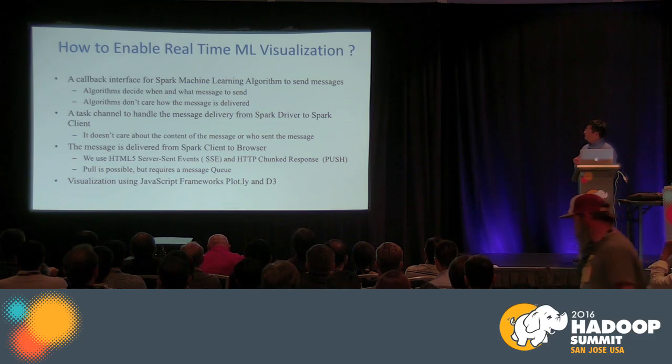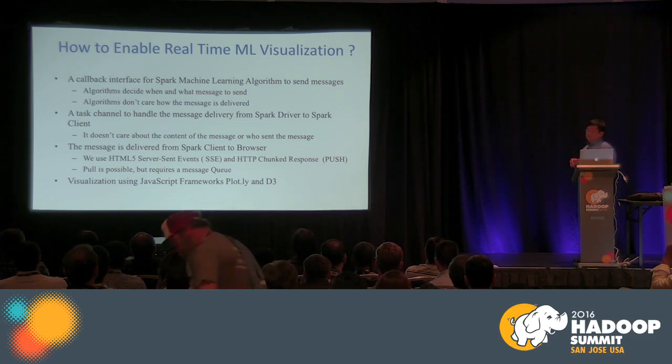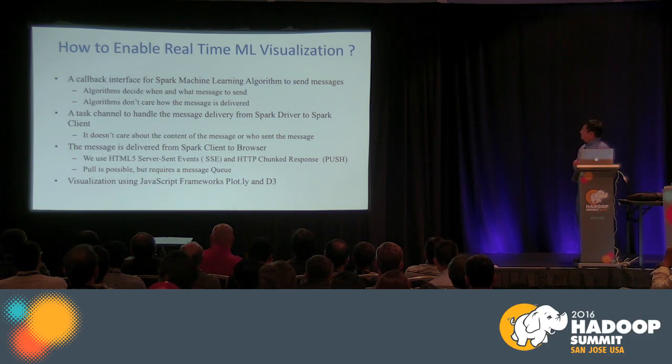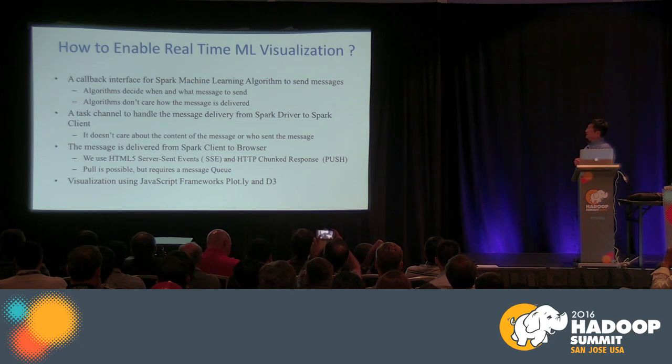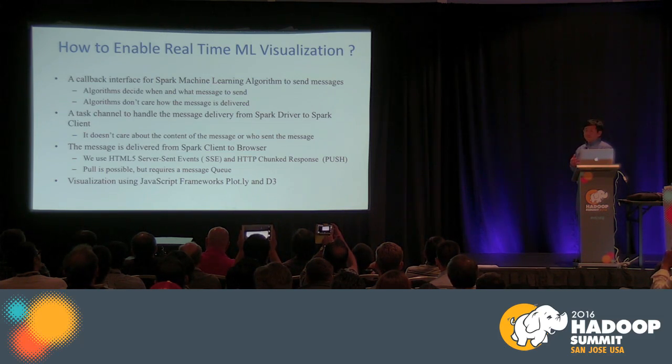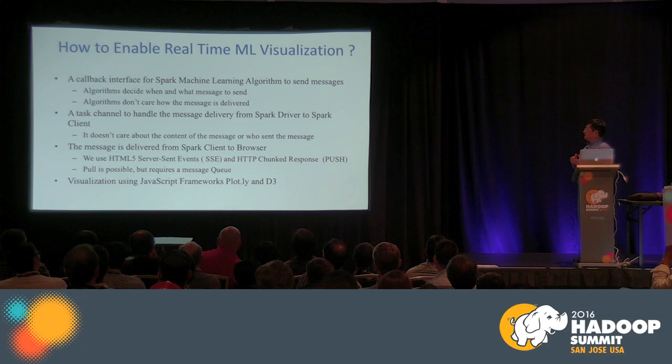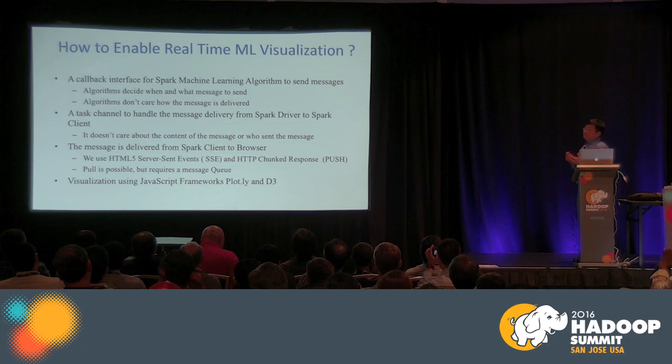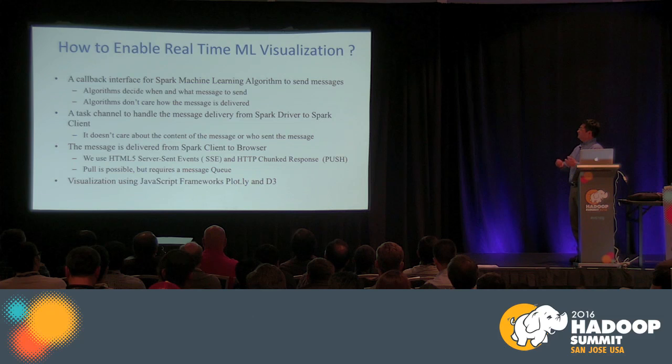First, we need to define a callback interface for Spark machine learning algorithms to send messages. The algorithm itself will decide when and what message to send out, but it doesn't care how the message gets delivered. The other one is a task channel whose sole purpose is to handle the message delivery. It doesn't care what the message is or what's in it. Basically, it tries to send the message from the Spark driver to the calling program, the Spark client.